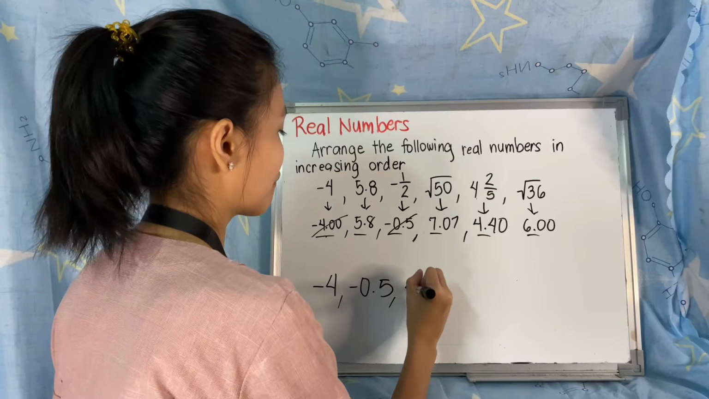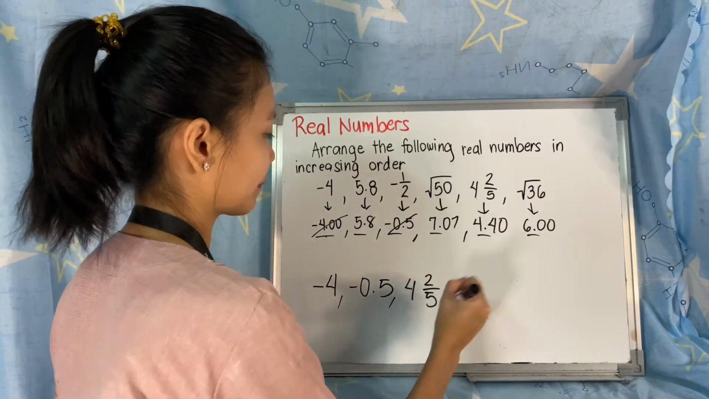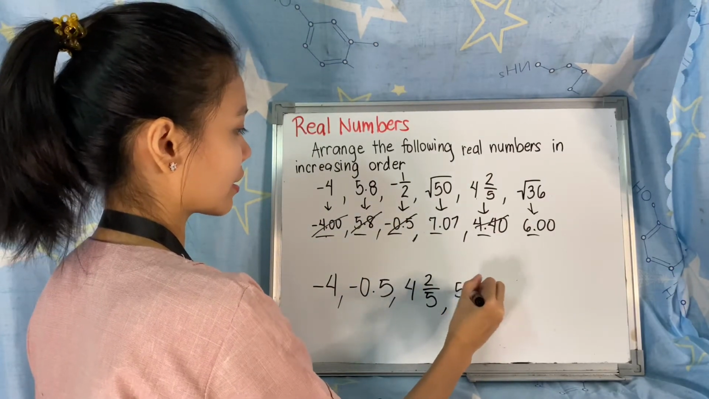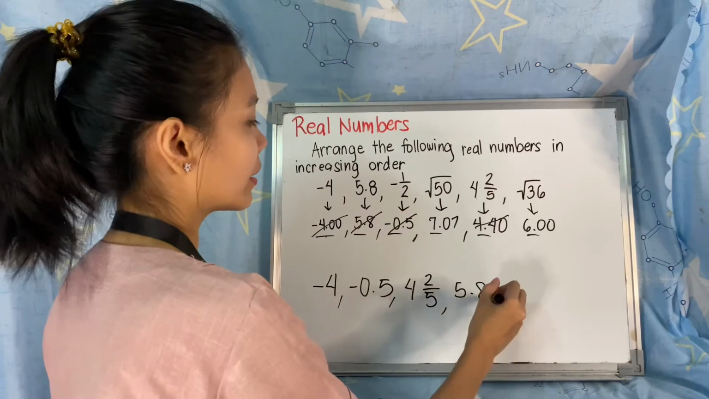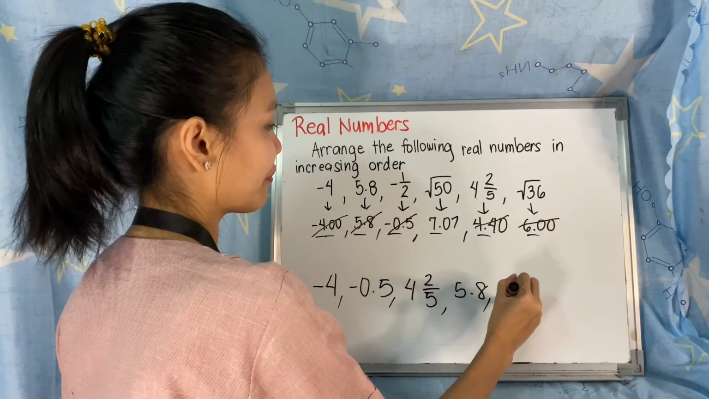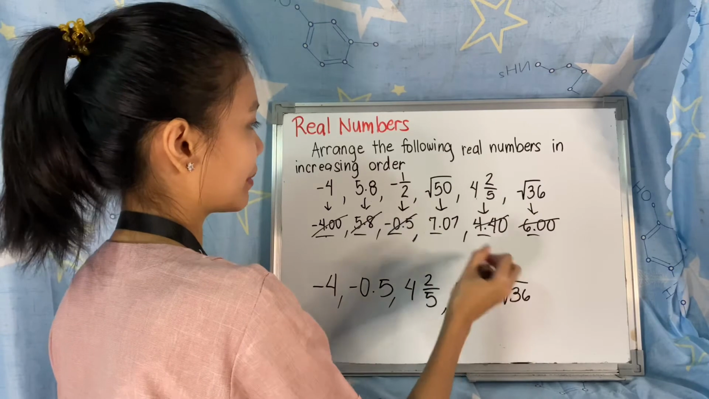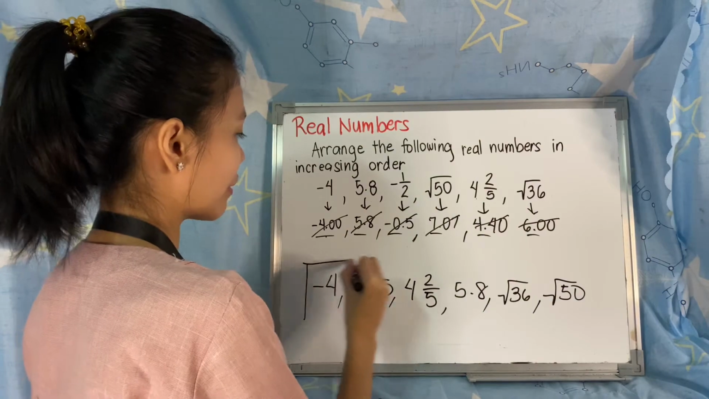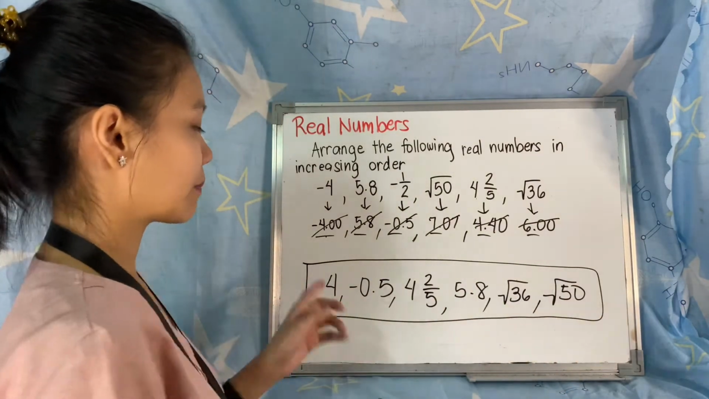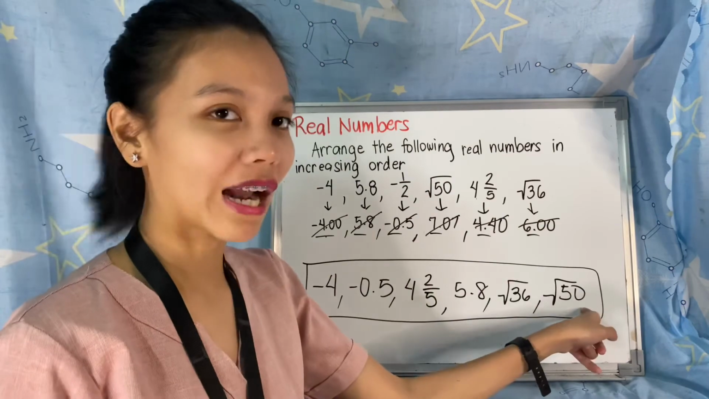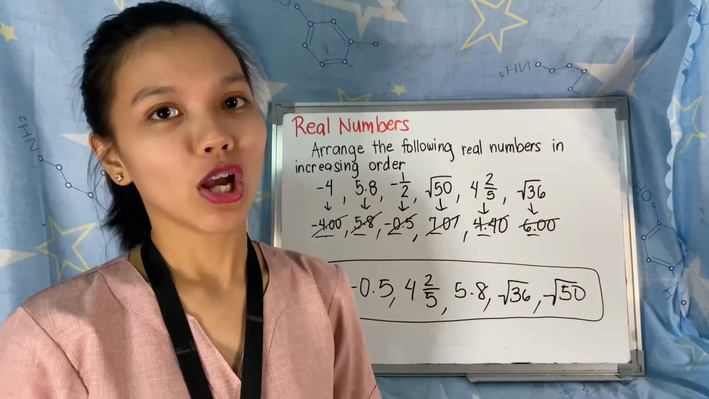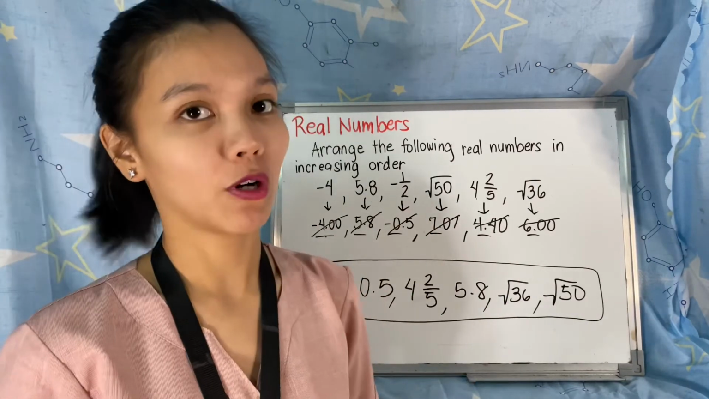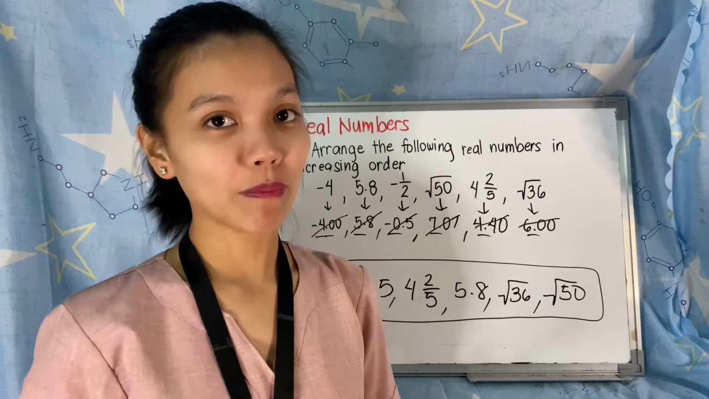So, we have 4 and 2 pips. So, next one, we have 5.8, which is simply 5.8 kasi yun yung given. Then, we have 6, which is the square root of 36. And we have the square root of 50. So, ito na yung magiging arrangement natin ng real numbers from smallest to largest or in increasing order. So, kung alam niyo naman na yung value niya, pwedeng hindi niyo nakunan sila ng decimal form para mas mabilis. So, depende na lang siya sa inyo.